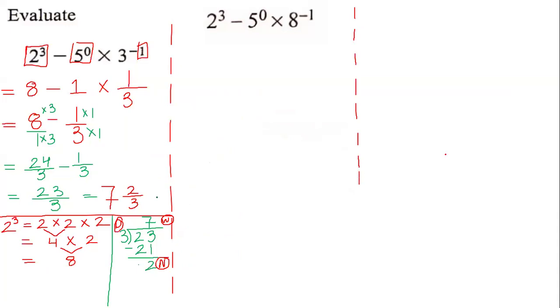Don't be shy, folks. We have 2 to the power of 3 minus -5 to the power of 0 multiplied by 8 to the power of -1. Hello, are we there? Anyone home? Yes, sir. Okay, the first part will be 8. How do we get 8? Because 2 to the power of 3. Good.